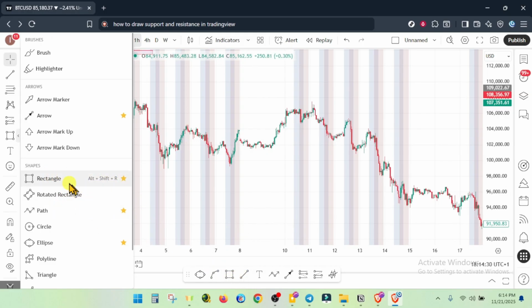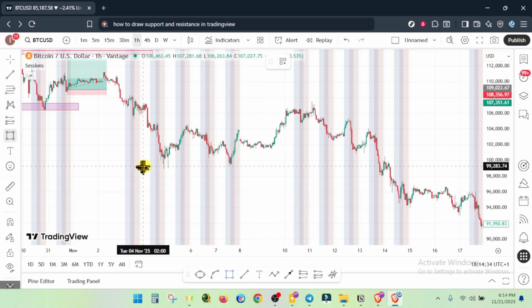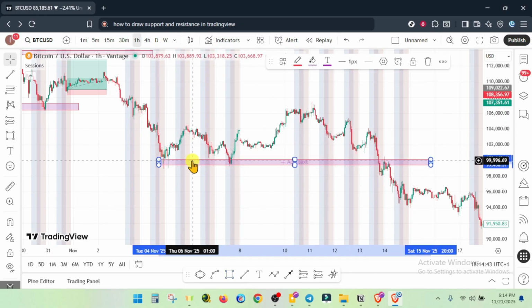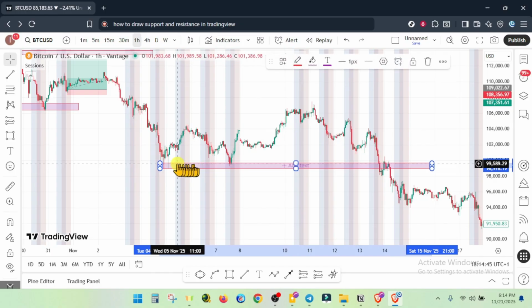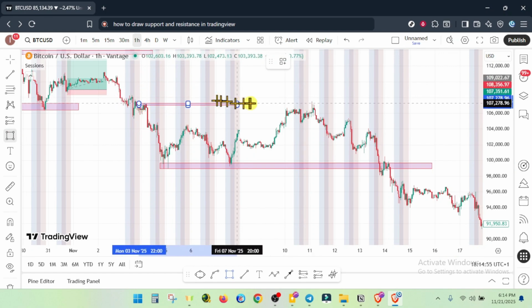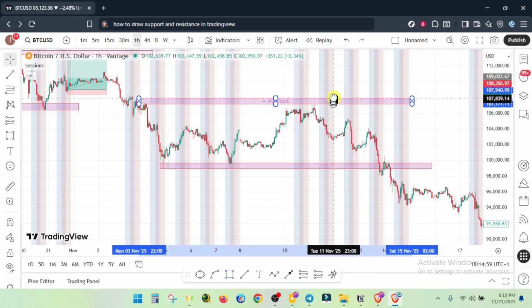After I click on it, as I told you, highest high and the lowest low, then you draw it from the wick. Then you click on it again, and from this highest high, as you can see, you draw it here from the wick to the body. Don't make it too big.